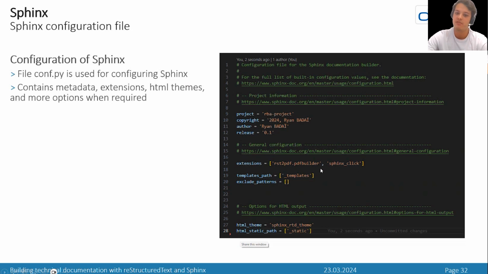In this specific example, I have only 2 extensions, one which can be used for building PDF documentation, and one which is called Sphinx Click. Click is a Python framework for creating command line extensions. I will show you an example with this after. We can also configure multiple paths like templates and also the HTML theme, which is here Sphinx RTD. The HTML theme will allow you to change how your HTML documentation looks.